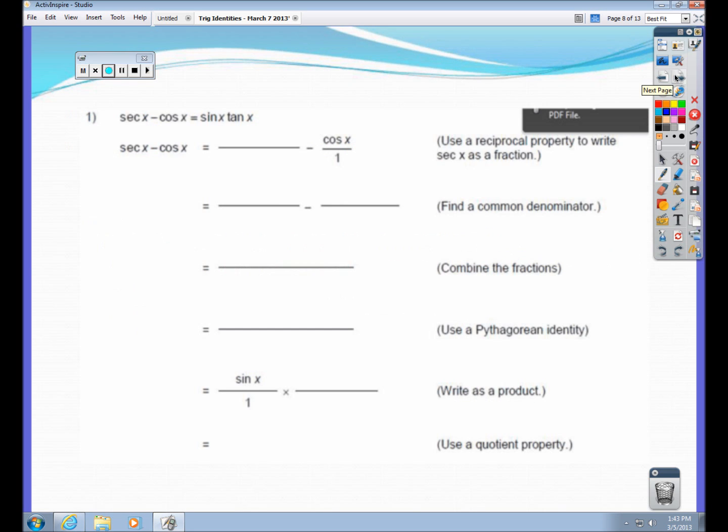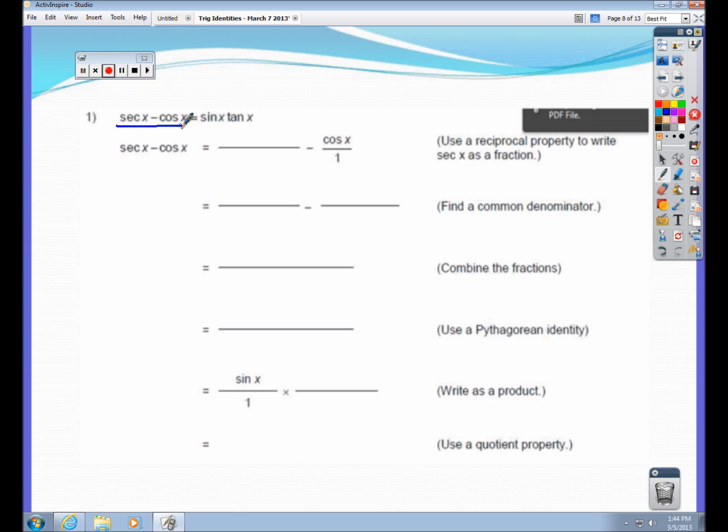So the first problem says secant minus cosine is equal to sine times tangent. We're going to take just the left side of the problem, and we're going to work on that until we get sine times tangent. Okay, and notice on this problem they've given you some hints on the side. Not every problem is exactly the same, so you just have to practice lots of different types.